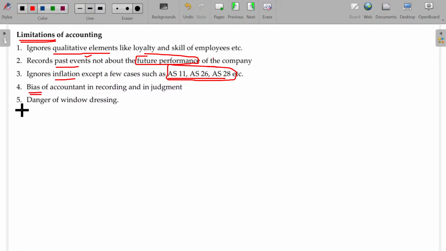And bias of the accountant. Okay, there may be bias. Personal interest will be there. If the management decides to show good profit, they insist the accountant make the company somehow profitable. So there may be chances of bias also.